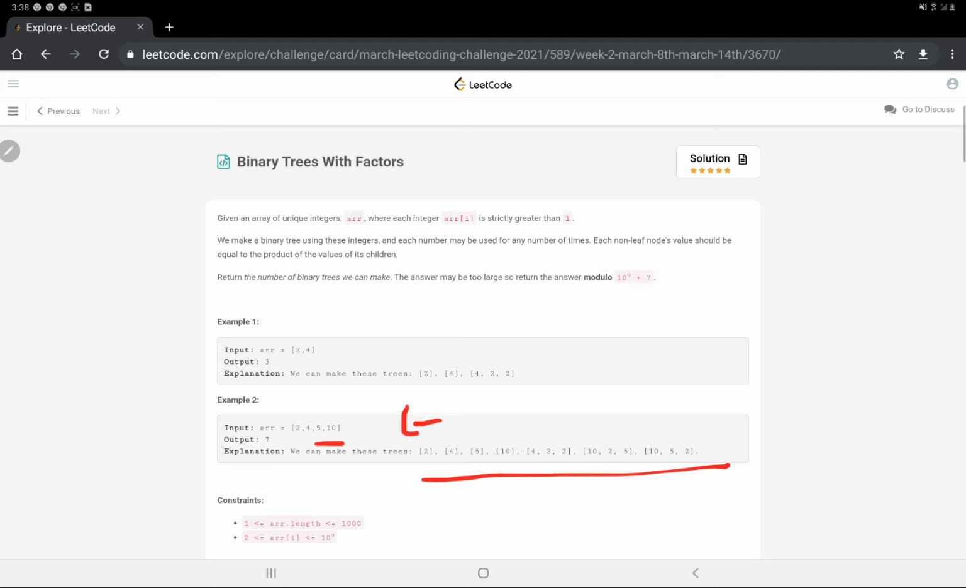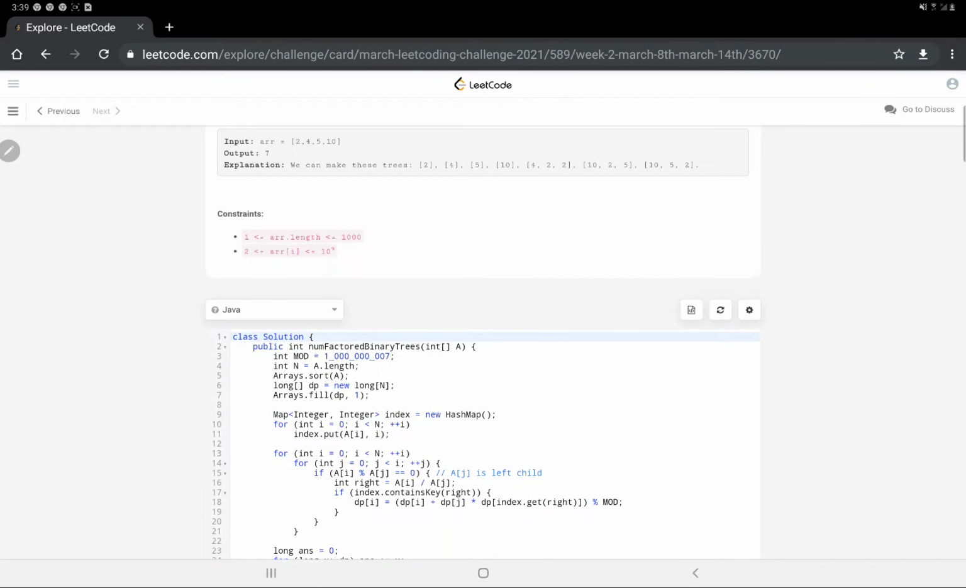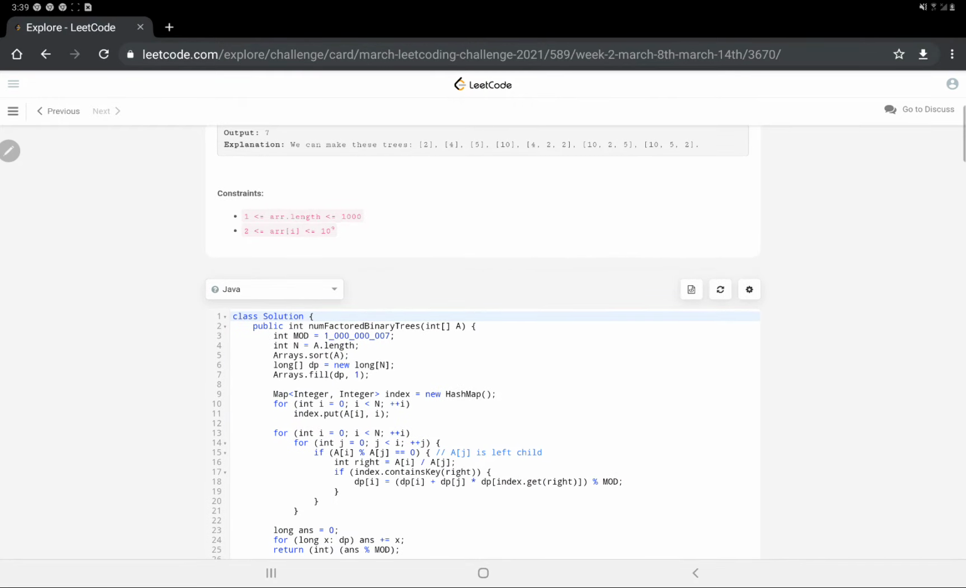Alright, I hope it's clear to everyone. And let's see the code for this, and it would be much more clear then. So this is the code that I have used here, and this you can see is a modulo value only, 10 to the power 9 plus 7. Don't worry about that. And we have taken length because our DP array will be initialized with this only.